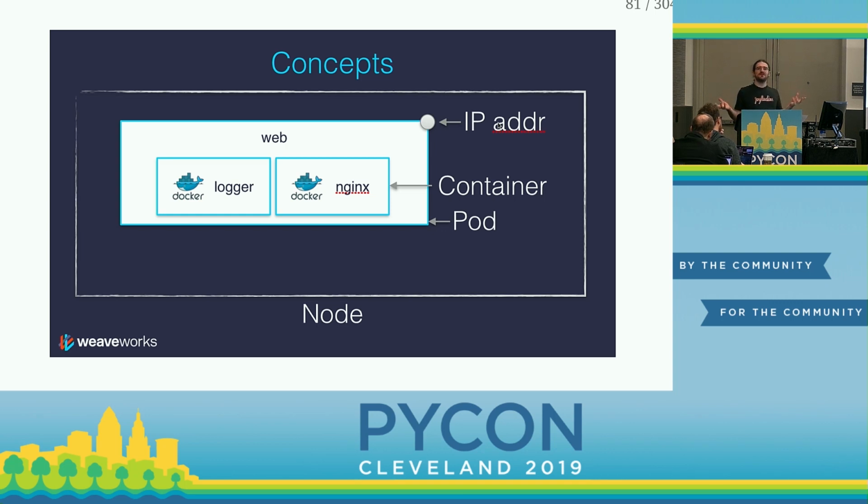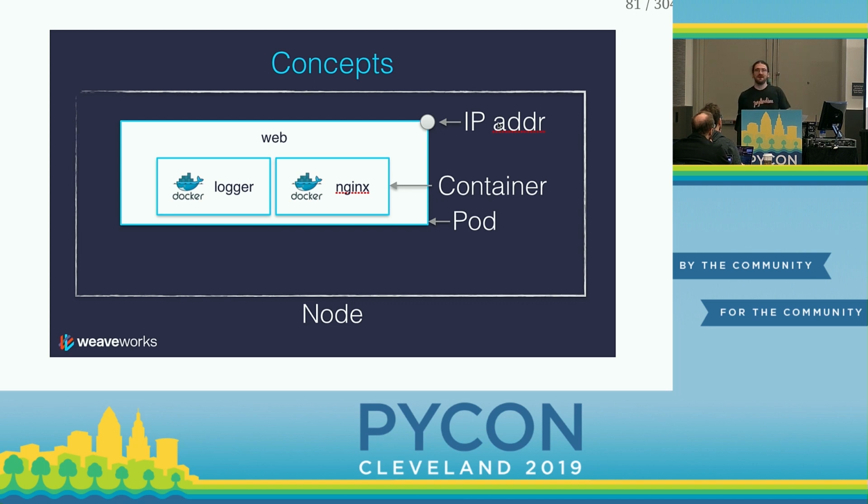So a node is fairly easy to understand. It's just a machine, part of the cluster. Now a pod is a little bit trickier. A pod is a group of containers that work together and are always scheduled running on the same node. You can't have a pod straddling across multiple nodes. And when we scale things up, we scale pods, we don't scale inside pods.